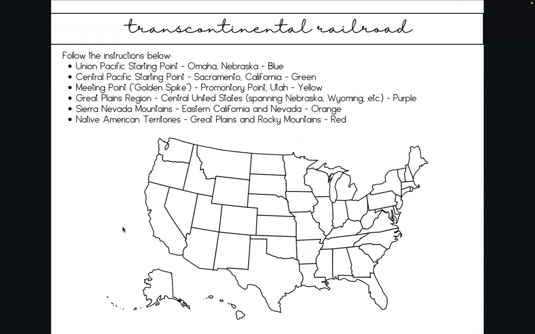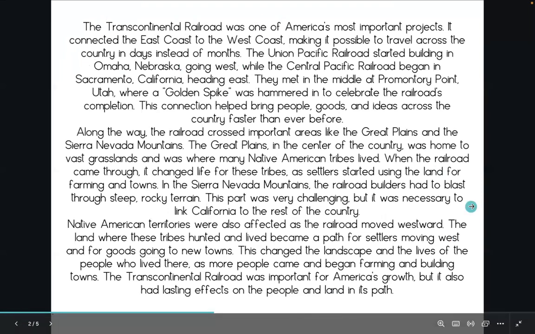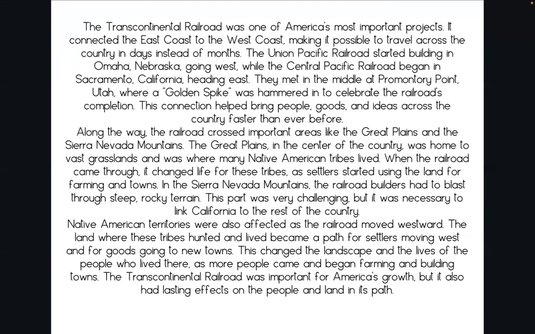On the back of this sheet is a helpful prompt that is going to give you an idea of where these things are and what's the purpose or significance of them. So let me read this aloud to you now. The Transcontinental Railroad was one of America's most important projects. It connected the East Coast to the West Coast, making it possible to travel across the country in days instead of months. The Union Pacific Railroad started building in Omaha, Nebraska, going west, while the Central Pacific Railroad began in Sacramento, California, heading east. They met in the middle at Promontory Point, Utah, where a golden spike was hammered in to celebrate the railroad's completion.